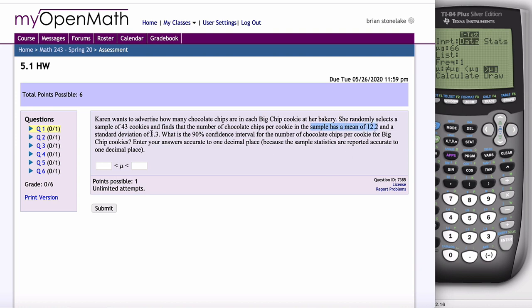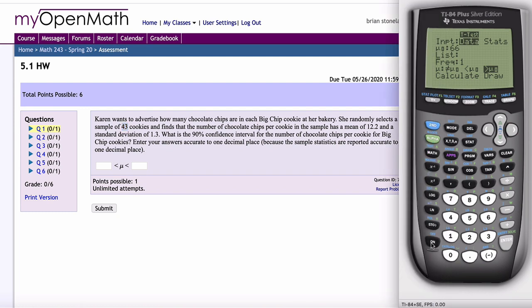And then the sample standard deviation, that's important. This 1.3 is S, not sigma. If you read this really carefully, this 1.3 is just referring to these 43 cookies, not all cookies out there. So that's an important fact to keep note of when you're reading through this. They're giving you S, X bar, your level of confidence, and N.